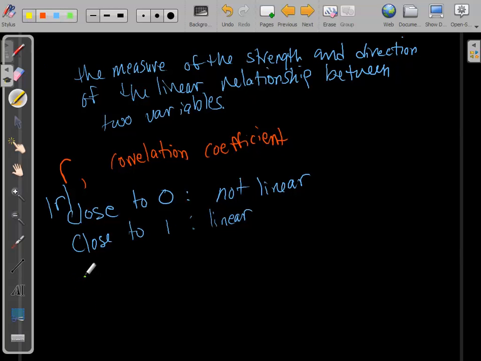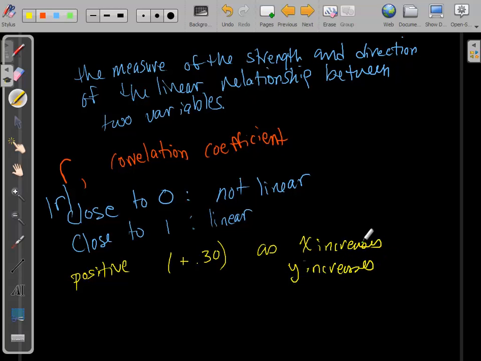The other idea is whether the value of r is going to be positive or negative. If it's positive, an example would be positive 0.30, this is telling us as x increases, y increases. In other words, in our last example, if you increase the length of time you're swimming, you probably are going to increase the number of cold drinks you consume. Negative, an example would be negative 0.80. This would be as x increases, y decreases.